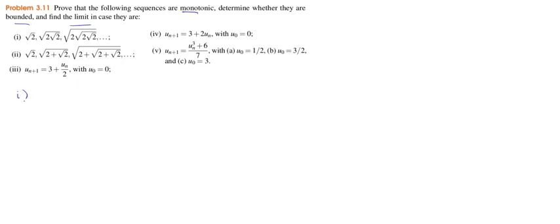So the first one, as you can see, is the square root of 2, and then the square root of 2 times the square root of 2. So it's the square root of 2 times the previous element, and then the square root of 2 times the previous element. We can write this as a sub n plus 1 equals the square root of 2 a sub n, the previous element, with a sub 0 being the square root of 2, and so on.